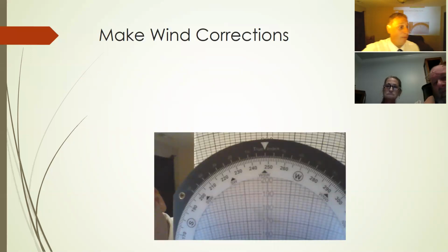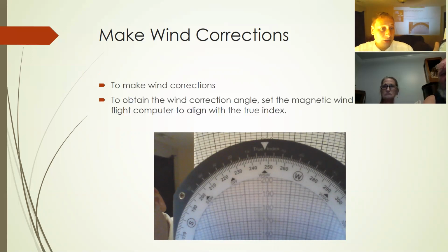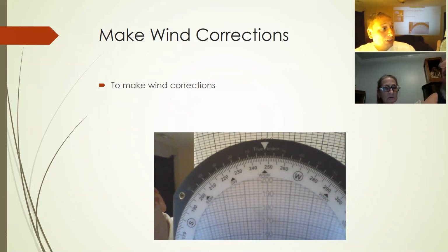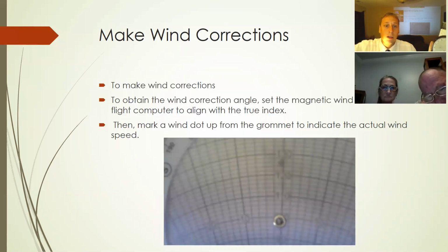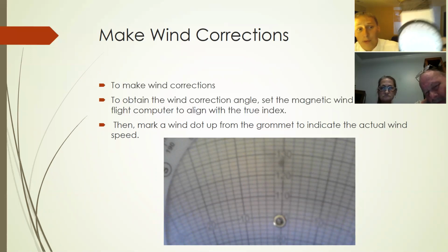Once we have our wind information for our current flight from Clarksville to Hopkinsville, our wind is 249 degrees at 27 knots. To make wind corrections, we will first set the magnetic wind direction under the true index, which is our top line, from the grommet. We'll set it at 249 degrees because that is the direction that the wind is coming from. Then we will mark a wind dot up from the grommet to indicate the actual wind.